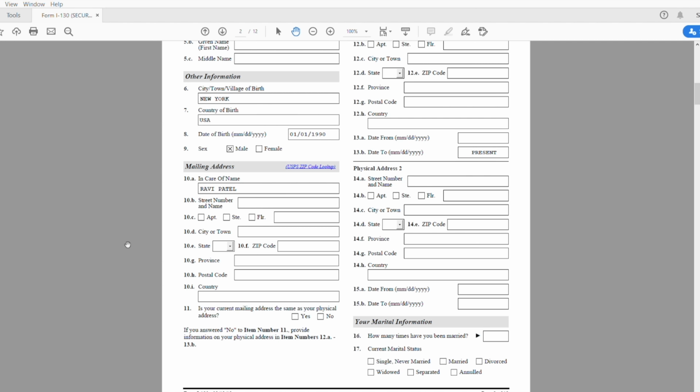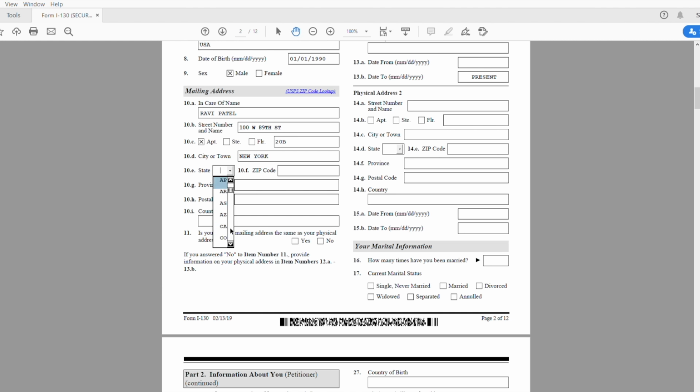We will just put a New York address here, 100 West 89th Street, apartment 20B. The city will be New York. The state will also be New York. And the zip code will be 10002. Here, the province would not apply since this is a U.S. address, and neither would the postal code. These are for foreign addresses only. And the country is USA.